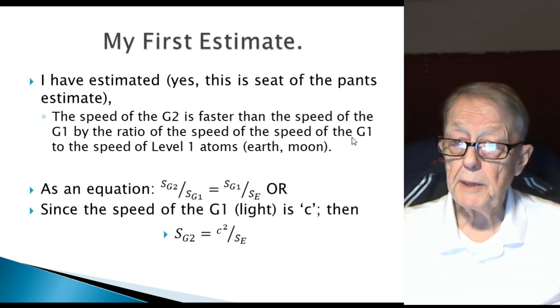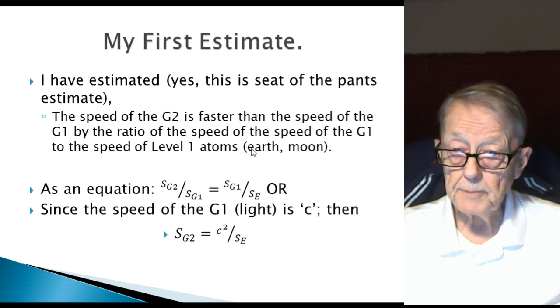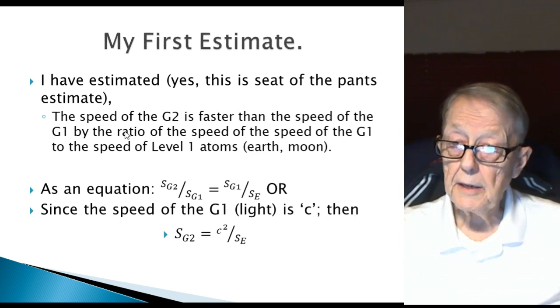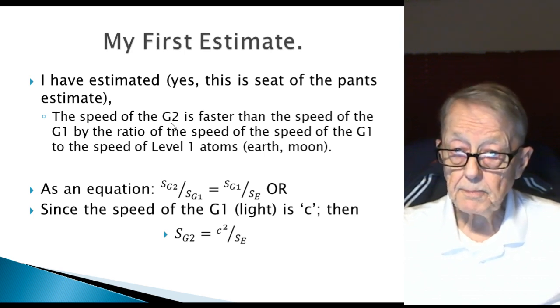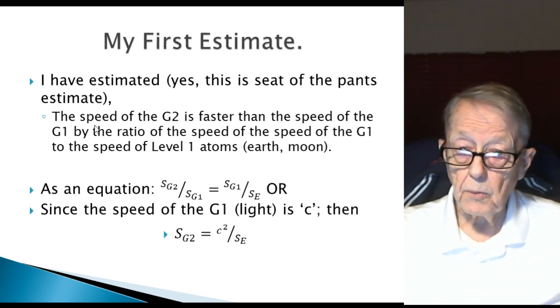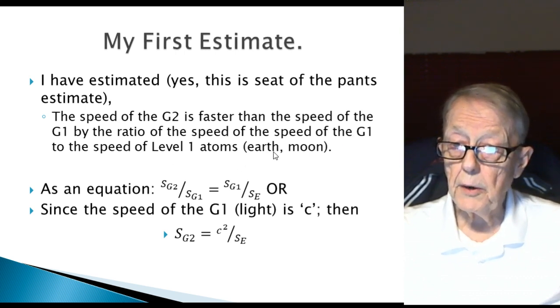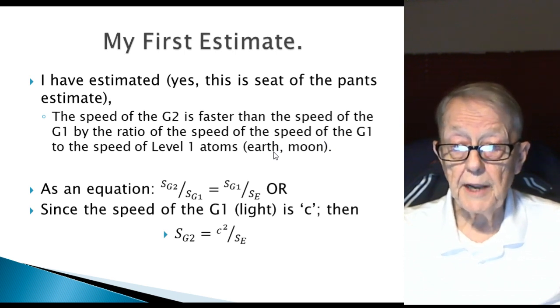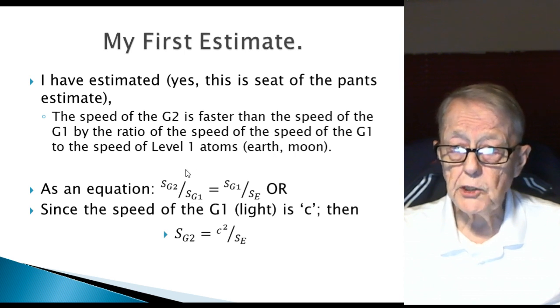by the ratio of the speed of the G1 to the speed of level 1 atoms, which are basically, I'm talking about Earth, Moon, asteroids, and so on. So I'm saying that since the G2 comes from a subatomic particle, and the G1 is part of a regular atom, the ratio of those speeds is the same as the ratio of the speed of the G1 to the Earth and Moon. And if you've looked at it, you'll see that the Earth and Moon and all the other objects don't move very fast. They move pretty slow. But I can change this to an equation.